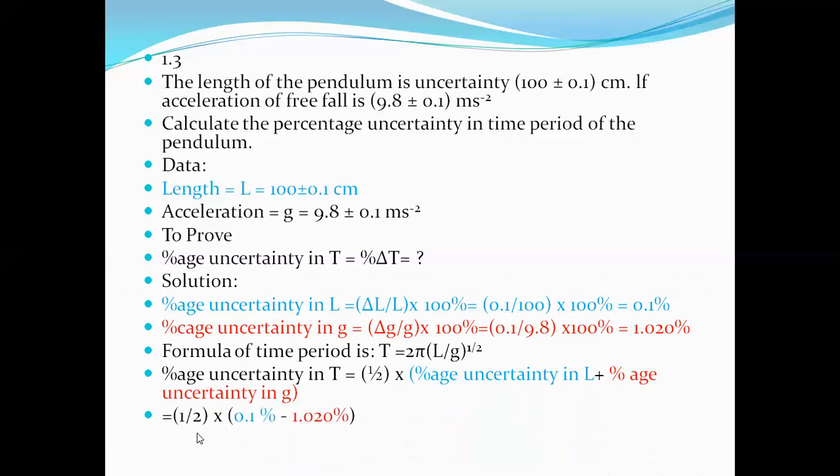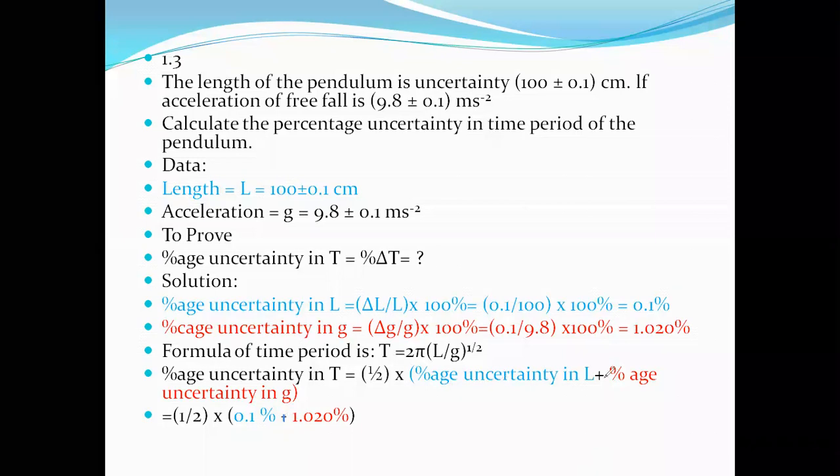Putting the values, we will get 1 over 2 multiplied by 0.1, which is the uncertainty in the case of length, plus 1.02% in the case of acceleration due to gravity. So this is plus, let me correct it for you. So this is plus, because we are adding these two uncertainties.